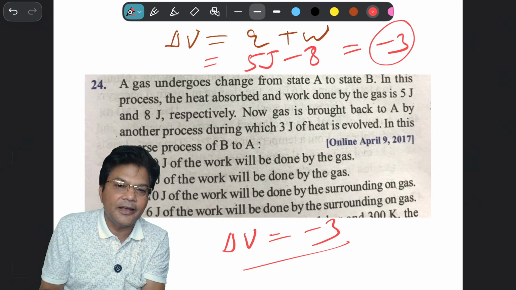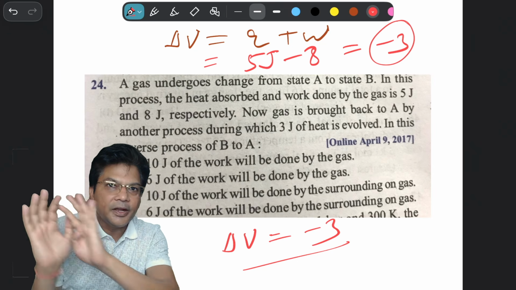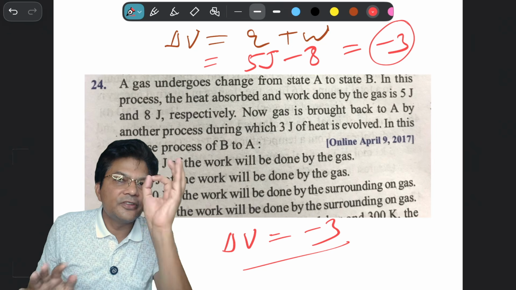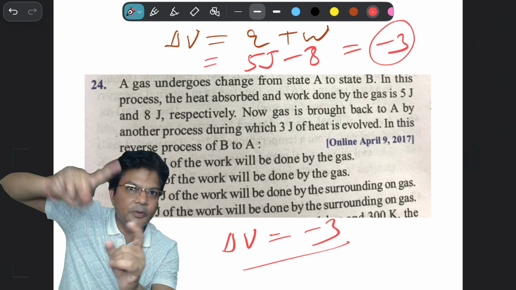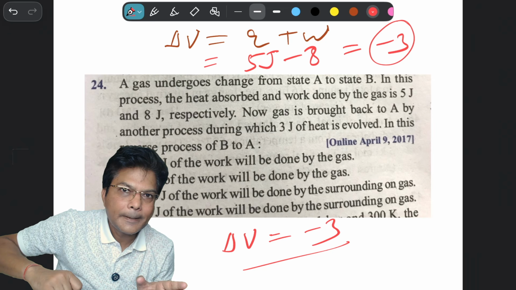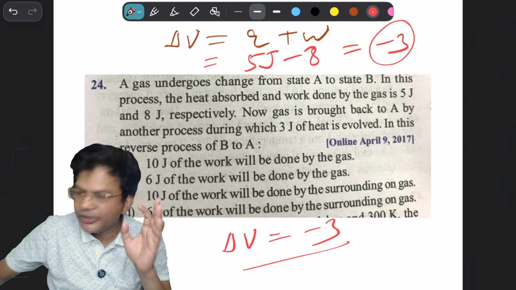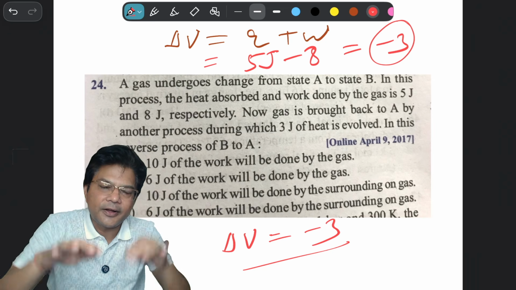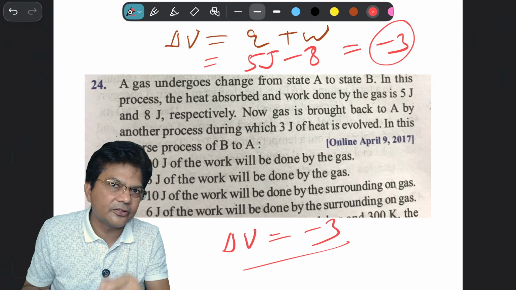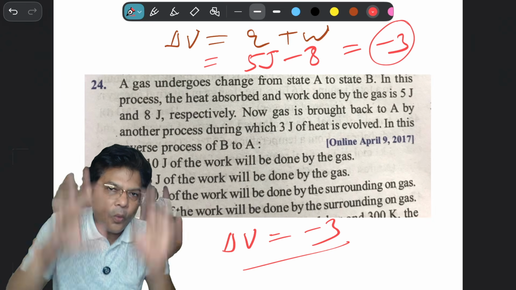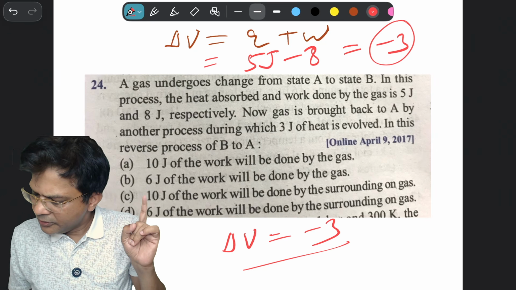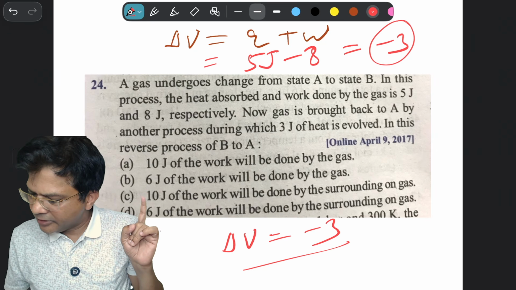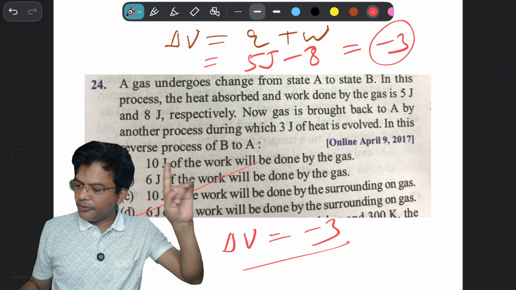So what will be correct? Somebody must have done 6 joule of work. Then only minus 6 and plus 6 will become 0. Are you getting my point? So work done on the system will be 6. That means 6 joule of work will be done by the surrounding on the gas. D should be the correct answer.